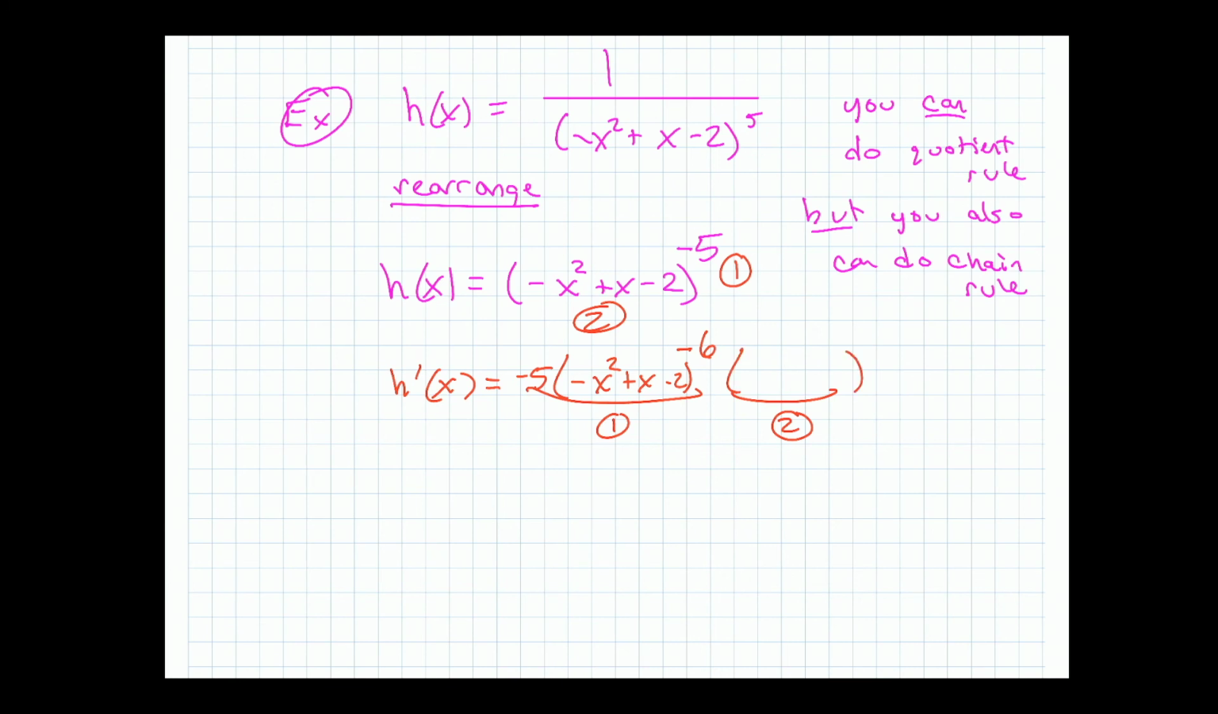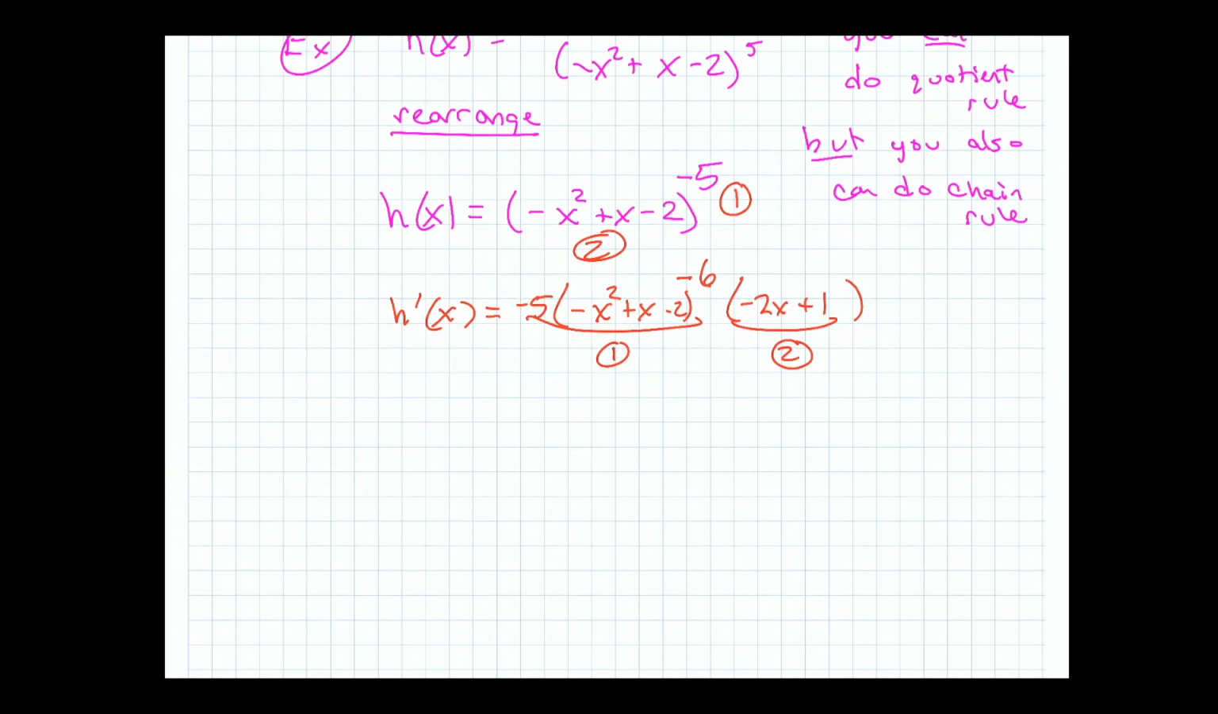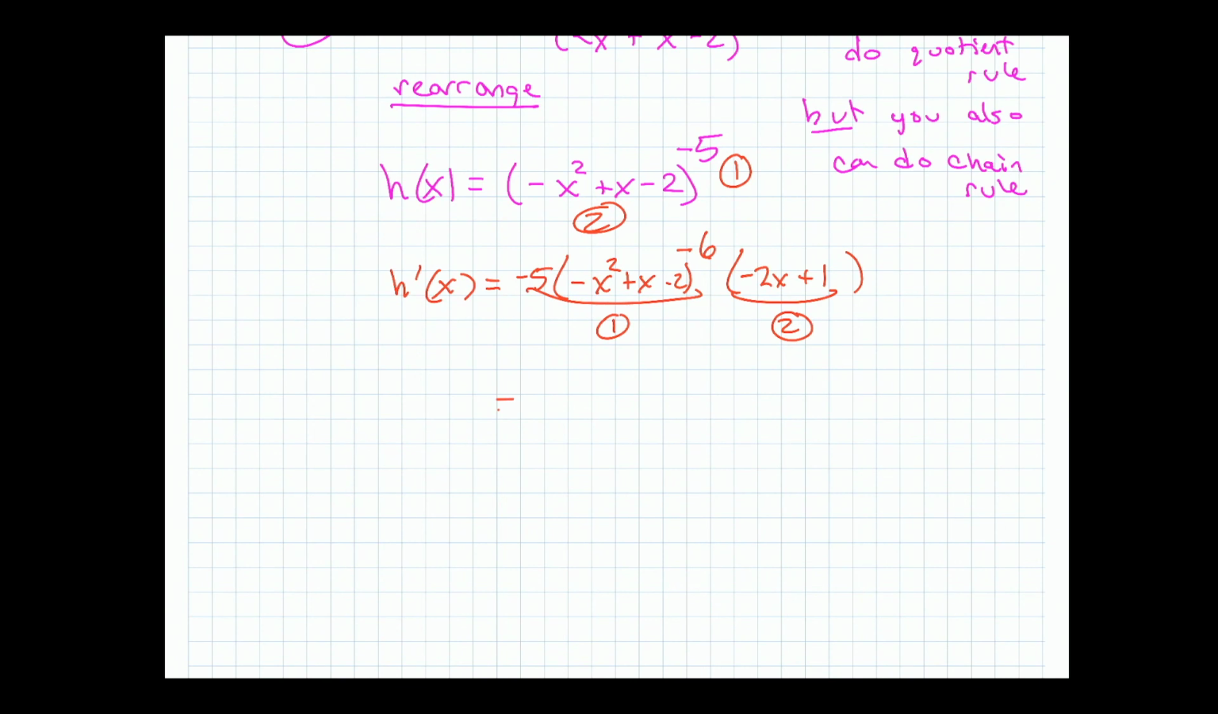The derivative of what's inside is going to be negative 2x plus 1. So you get this. And when you go to rewrite it, which you don't have to, in the numerator, you're going to have this, right? There's no negative exponent there. So the negative 5 is in the numerator. And this is also in the numerator. So you have negative 5 times parentheses negative 2x plus 1.